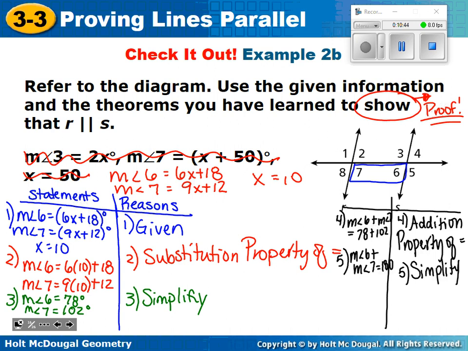If what? If the same side interior angles are supplementary, then the lines are parallel. We haven't said that they're supplementary. What have we said? That they add to equal 180. That is a different statement. Even though it means the same, it's a different statement. So we need to go a step further to say angle 6 and angle 7 are supplementary.